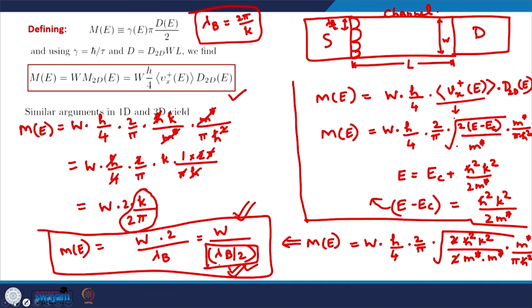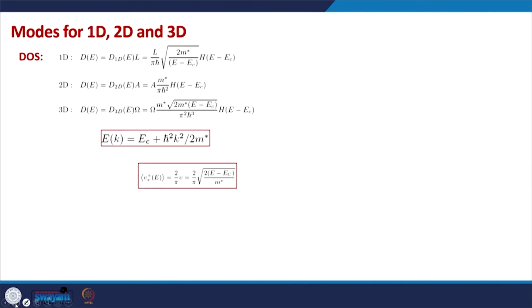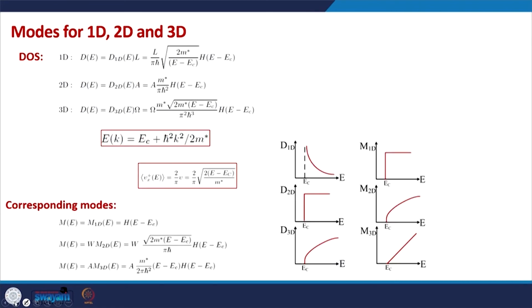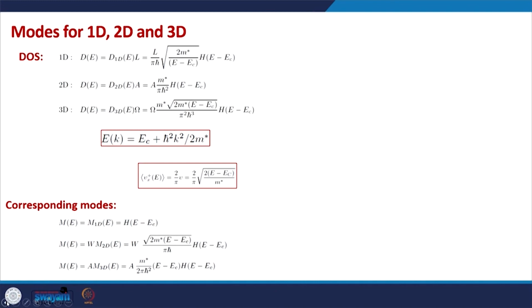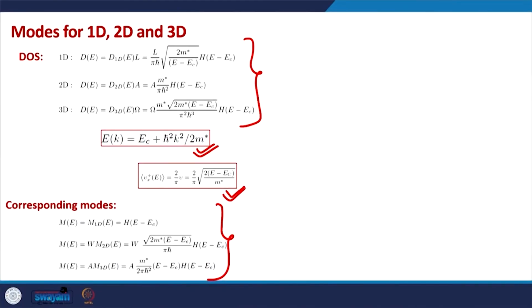So, this is an important intuitive result, and finally, this is how we can summarize our results. These expressions are the expression for the density of states in the device, and these expressions are the expressions for the number of modes in the device. And here we have the parabolic band assumption, which is not an unfair assumption in most cases, and the velocity, or more precisely the average velocity of electrons, is given by this expression.